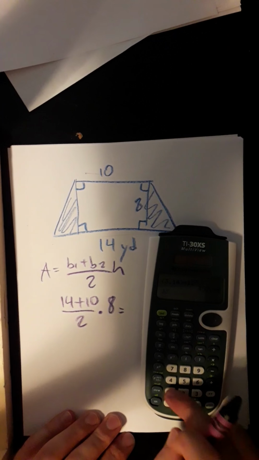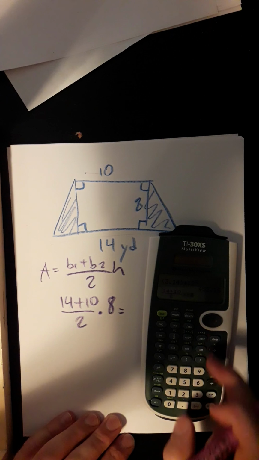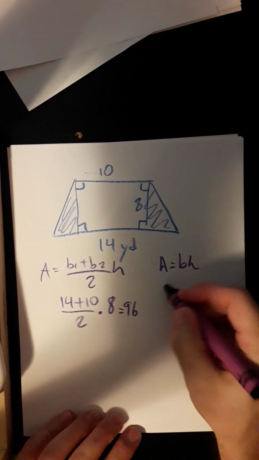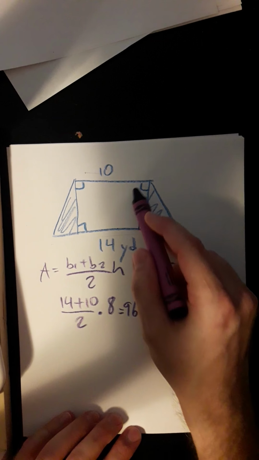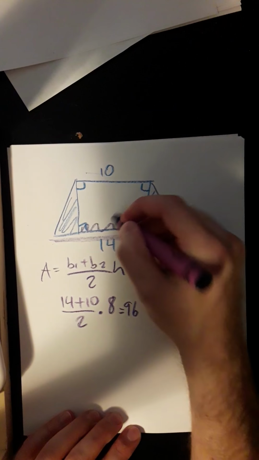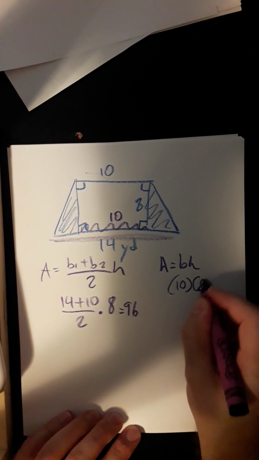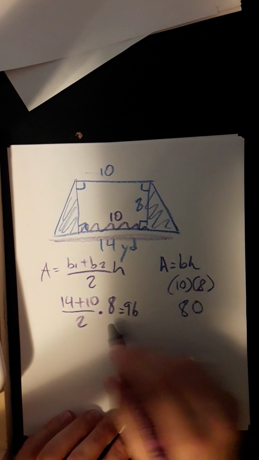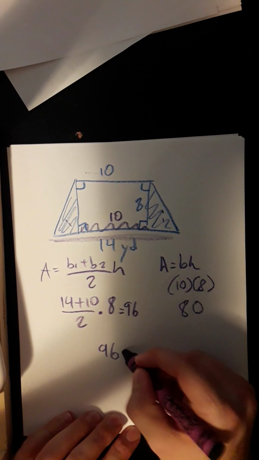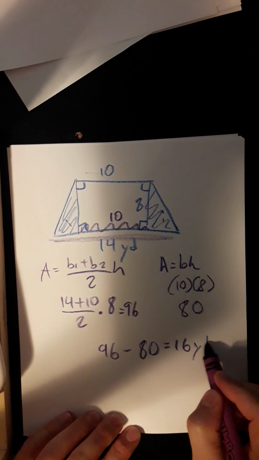14 plus 10 over 2 times 8. It's giving me 96. And area equals base times height. Well, our base isn't 14 because 14 is this whole distance, but the rectangle is just this distance, which is 10, just like up top. So we'll have 10 times 8. That'll give me 80. So I need to subtract these two things to find the area of my two shaded regions. So 96 minus 80 gives me 16, and it's in yards squared.